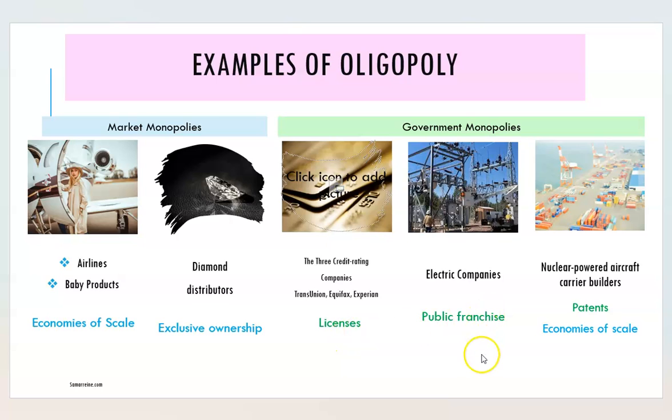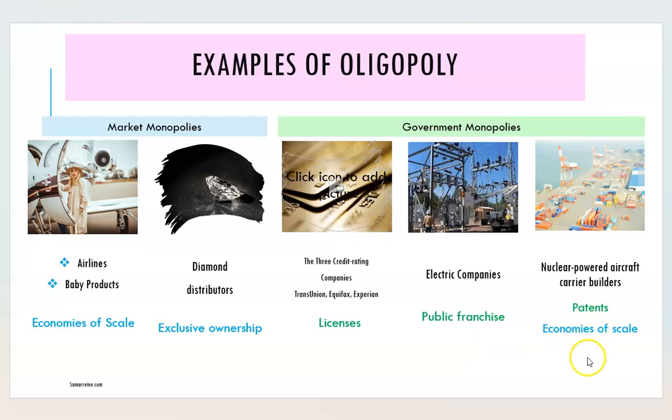Public franchises, it's often the electric companies, sometimes the cable companies in town, maybe not natural gas or water. It depends really on the town and the state, but you might have, for instance, only 2 cable companies or only 2 or 3 electric companies, and that makes them an oligopoly.